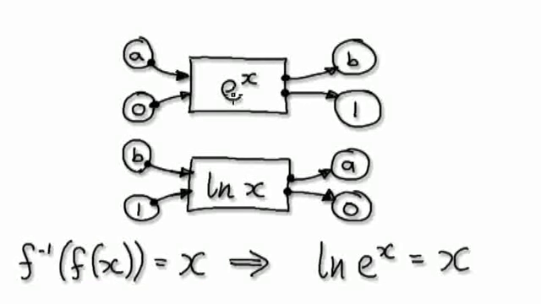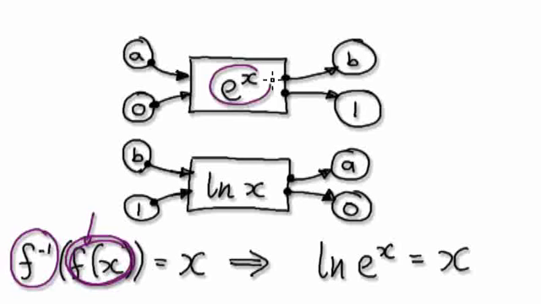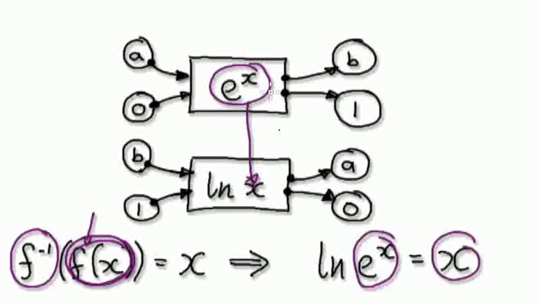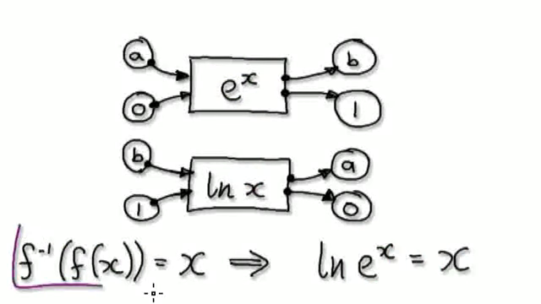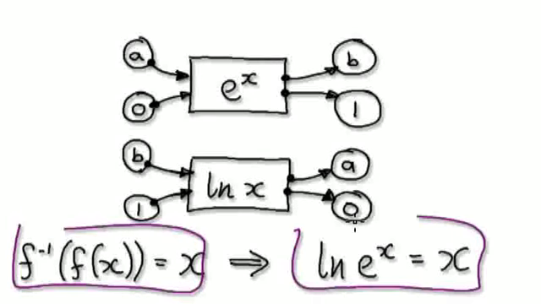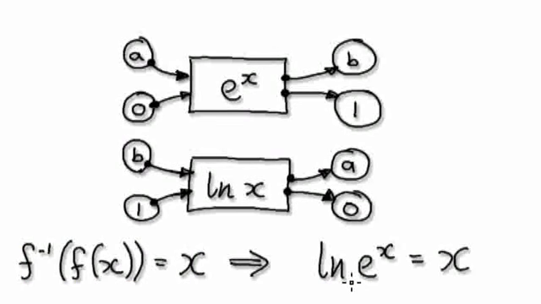Now, looking at it in our case of e to the power of x here, the original function, put the original function into the inverse function. That will give you this here, and then it will spit out what you originally put in there, which was x. So using this, we can get to this here. So natural log, whenever you see this here, these two will cancel each other out, leaving you x here.